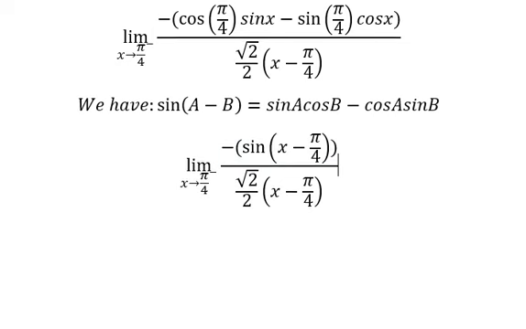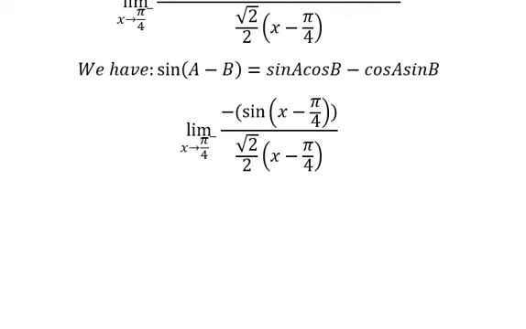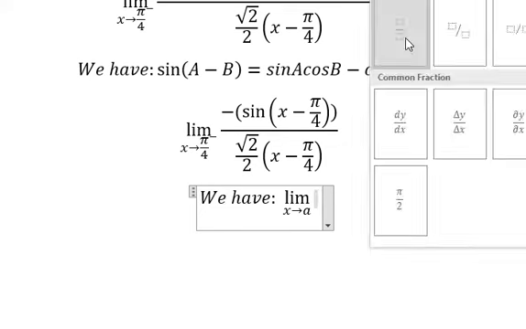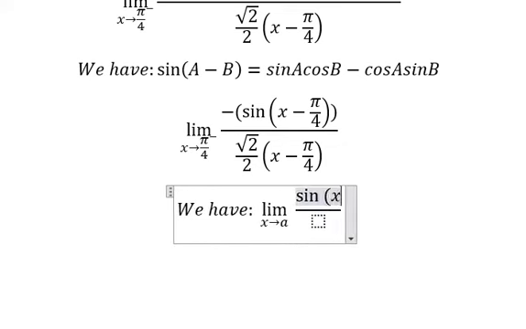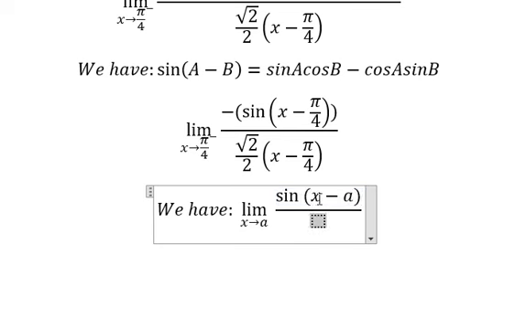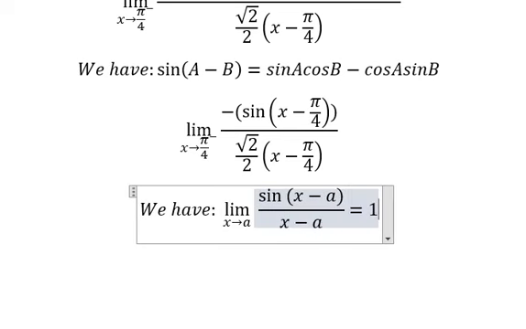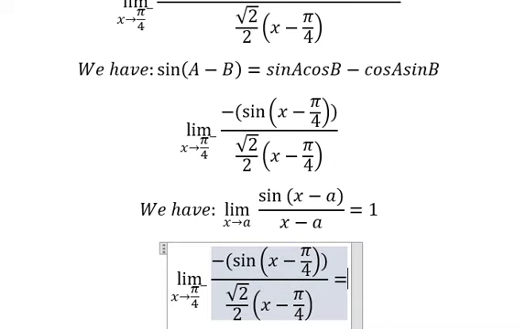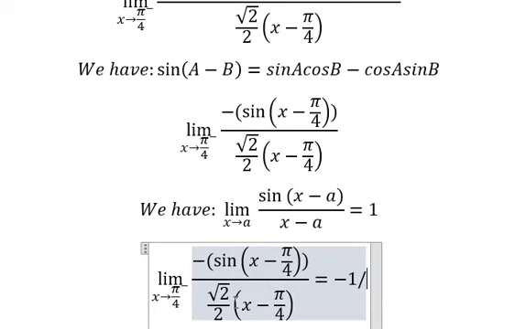Next, we have another formula. That's about the limit of x approaching a, and we have sin of x minus a over x minus a equals number 1. So we apply this formula for this one over this one. So in this situation, if we apply this formula, we will have only negative number 1 over this number in here.